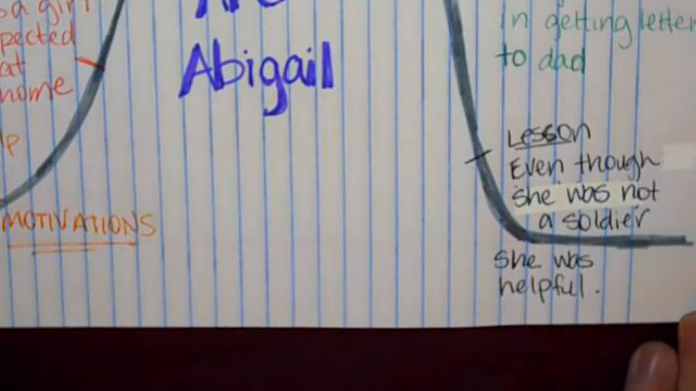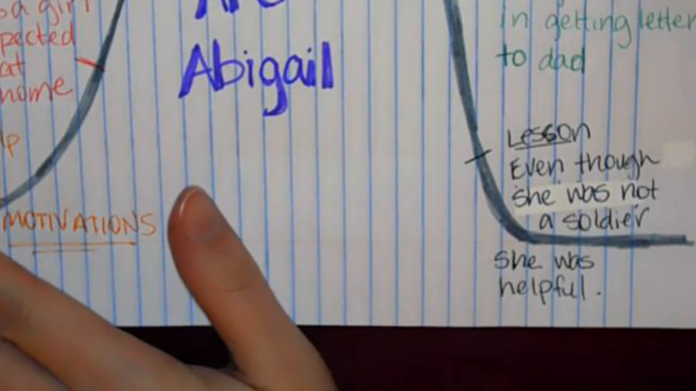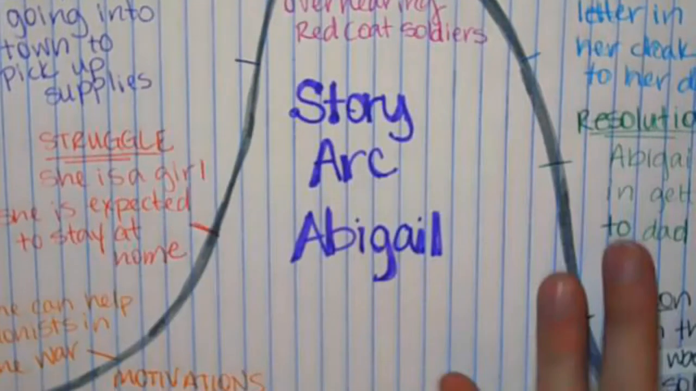So the lesson that I'm going to have my character learn is even though she was not a soldier, she was helpful. Now, this doesn't tell you a whole lot of information because, again, this is just a plot diagram. But as we are writing our story, this gives you a good map or an idea, a direction of where you would like to go in your story.